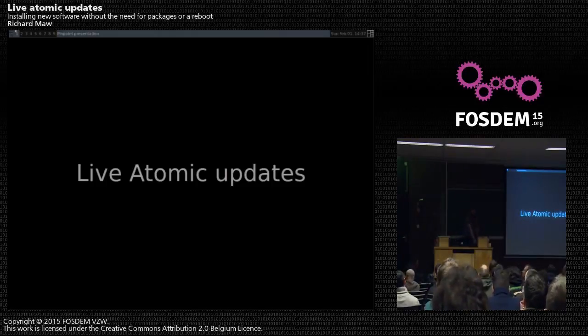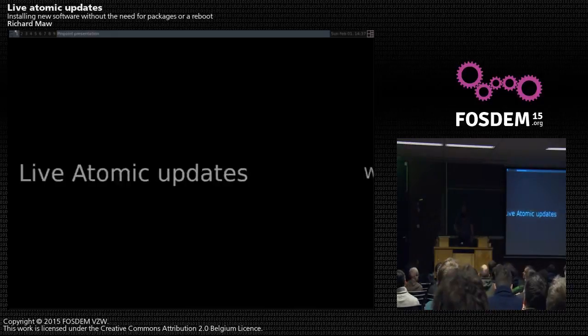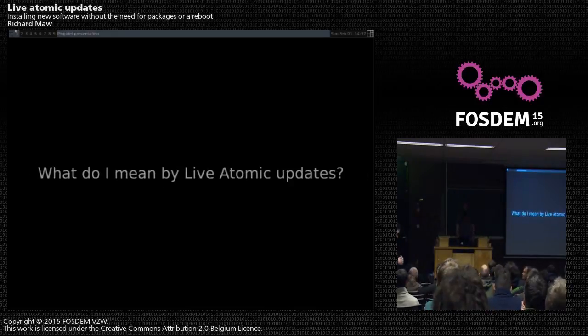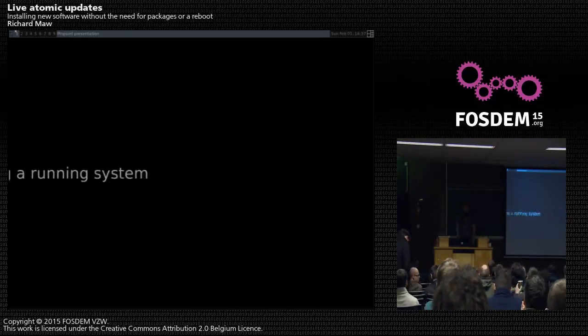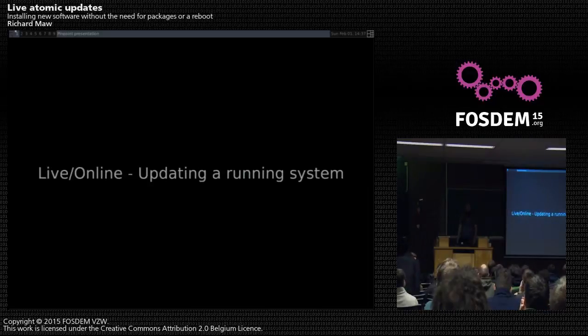So let's get a bit of clicky involved. First, what do I mean by live atomic updates? A live update means updating a system while it's running, so you don't have any service outage. So you serve your website, and you don't get a connection failed because a request came in while you were updating the server.